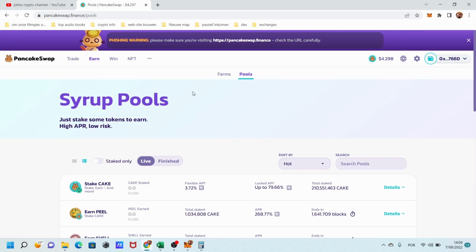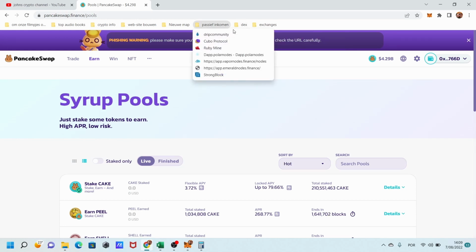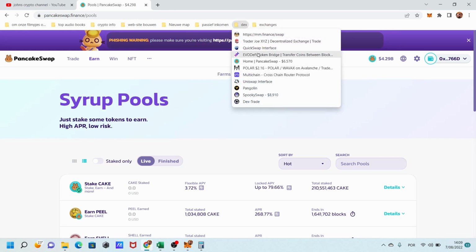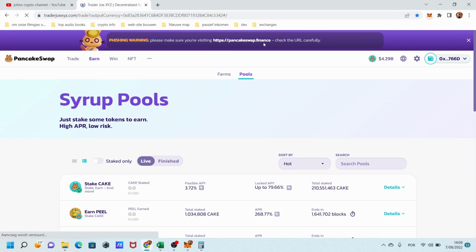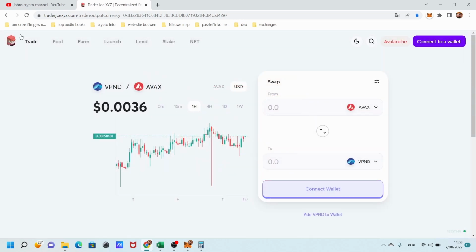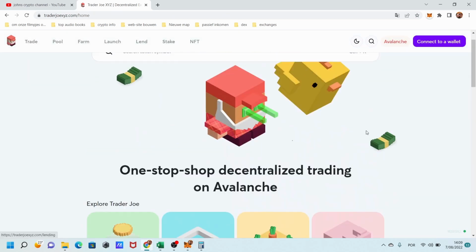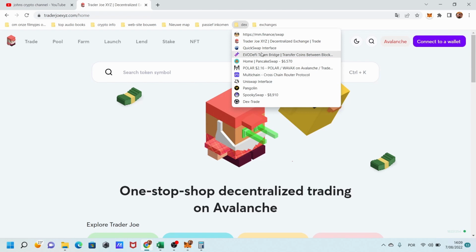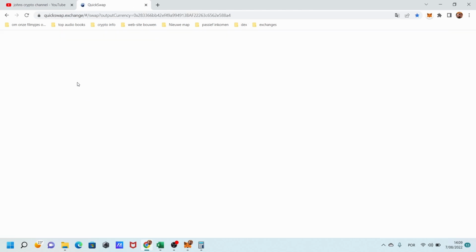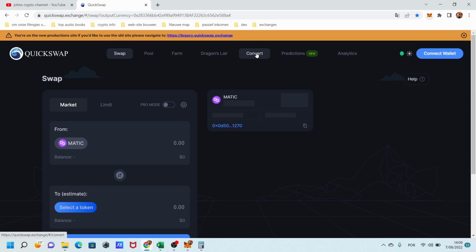So that's about it for this DEX. For each other coin, you also have DEXs, so I can explain them one by one if you want me to. Give me a thumbs up, give me a comment below. So this is Trader Joe, this one is for Avalanche. This is QuickSwap, which you can use for Matic, and so on. I'll put every link that I have in the description below so that you can use them.